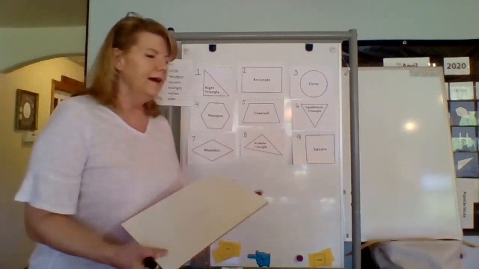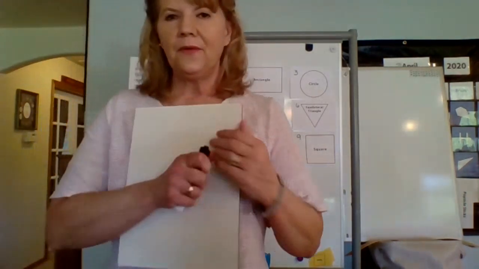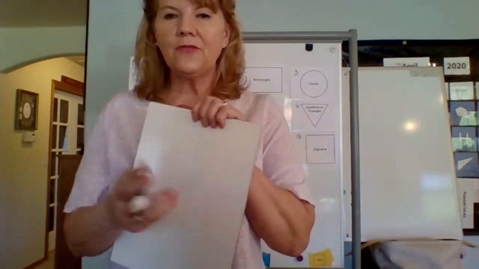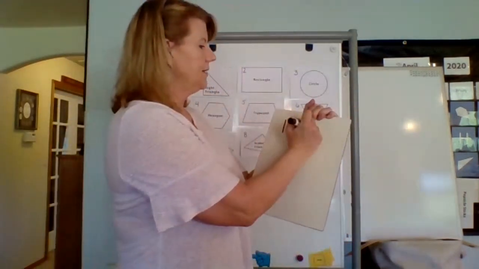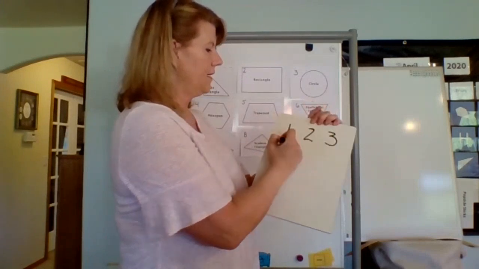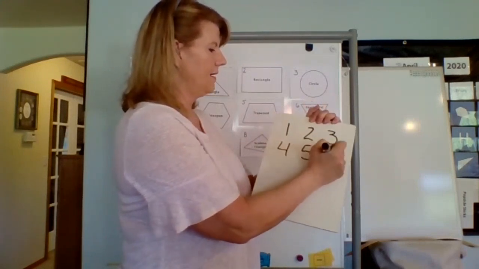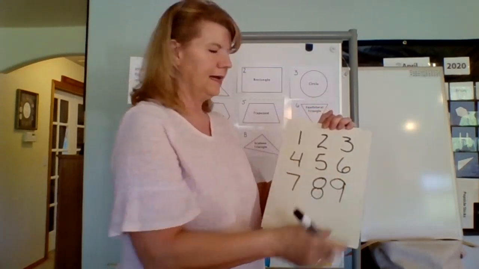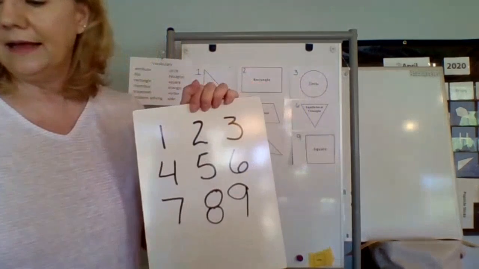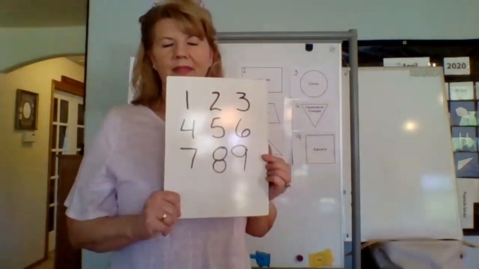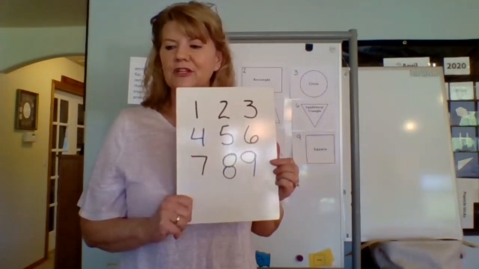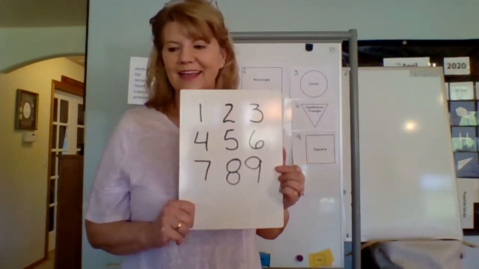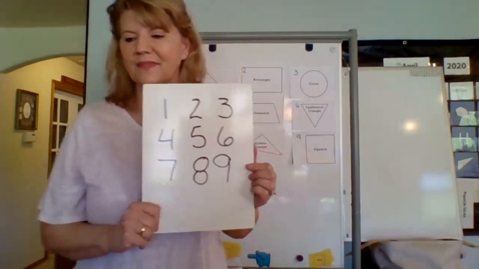Okay? Before we get started, we are going to write our numbers 1 through 9 on our board. 1, 2, 3, 4, 5, 6, 7, 8, 9. The game we're going to play is similar to There's a Shape in My Pocket. You guys really enjoyed that game and you did really well at it.